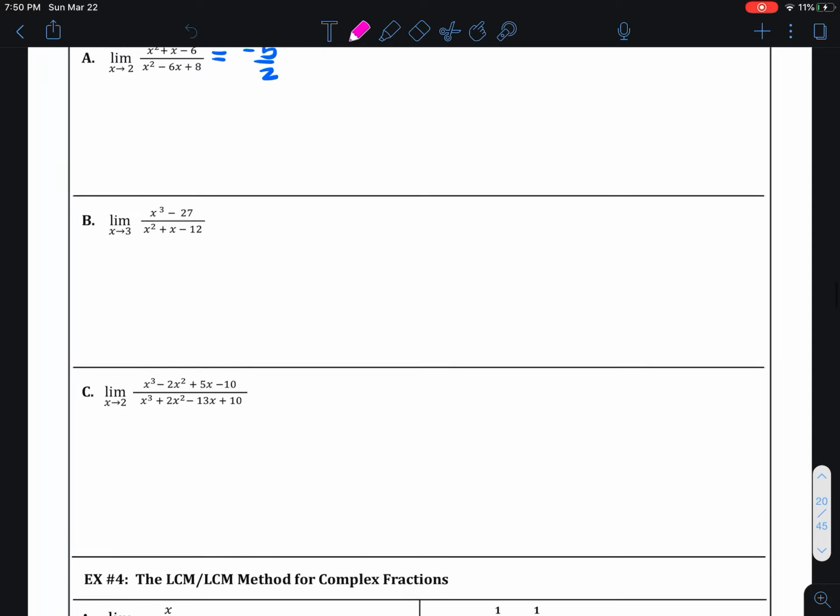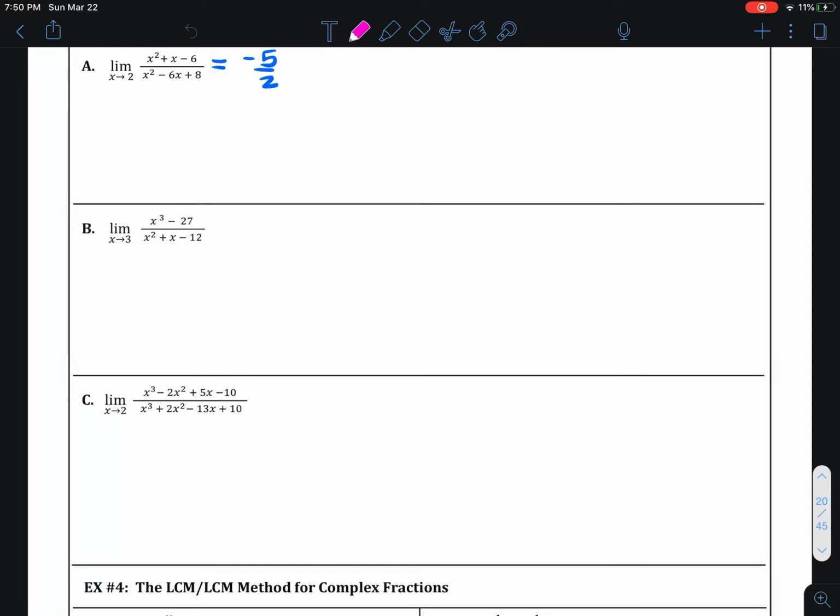Problem B, what you needed to do here was to plug in, and on the top we're going to get 0 over 0, so that's going to mean we need to factor. When we take a look at the top portion of this, we see two different cubes and the difference, and so we need to use difference of 2 cubes.